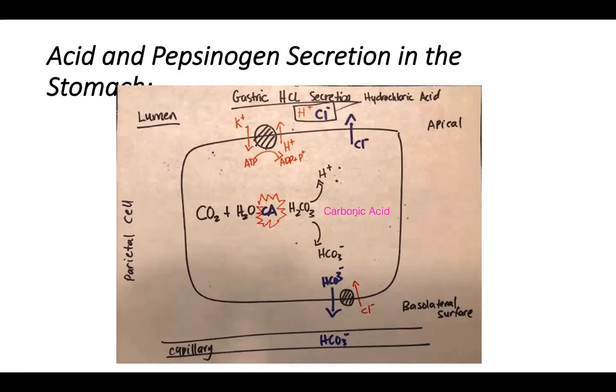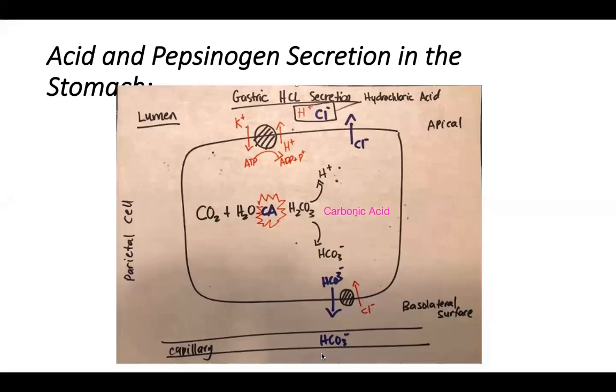The bicarbonate is going to be exchanged across the basolateral surface for chloride. Oh no, I can't move my mouse. Oh gosh. Okay, there we go. So we're going to be able to exchange that chloride across the basolateral surface for bicarbonate. That is how chloride can get into the cell.